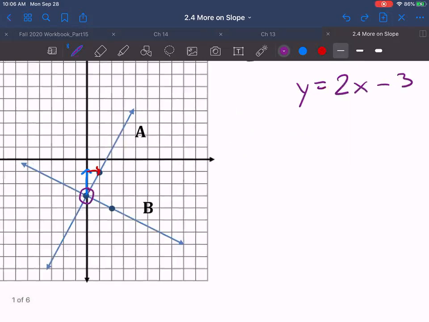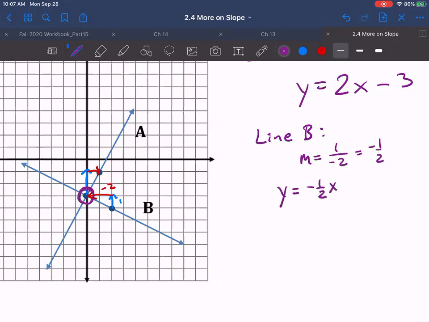And then for line B, here we look at our slope and we've got a rise of 1, and then our run goes back in the negative direction, negative 2. So our slope here is going to be 1 divided by negative 2, rise over run, which means this is just negative 1/2. So when we write this equation, we have y equals negative 1/2 x, and then we have the same exact y-intercept right there, which is the minus 3.